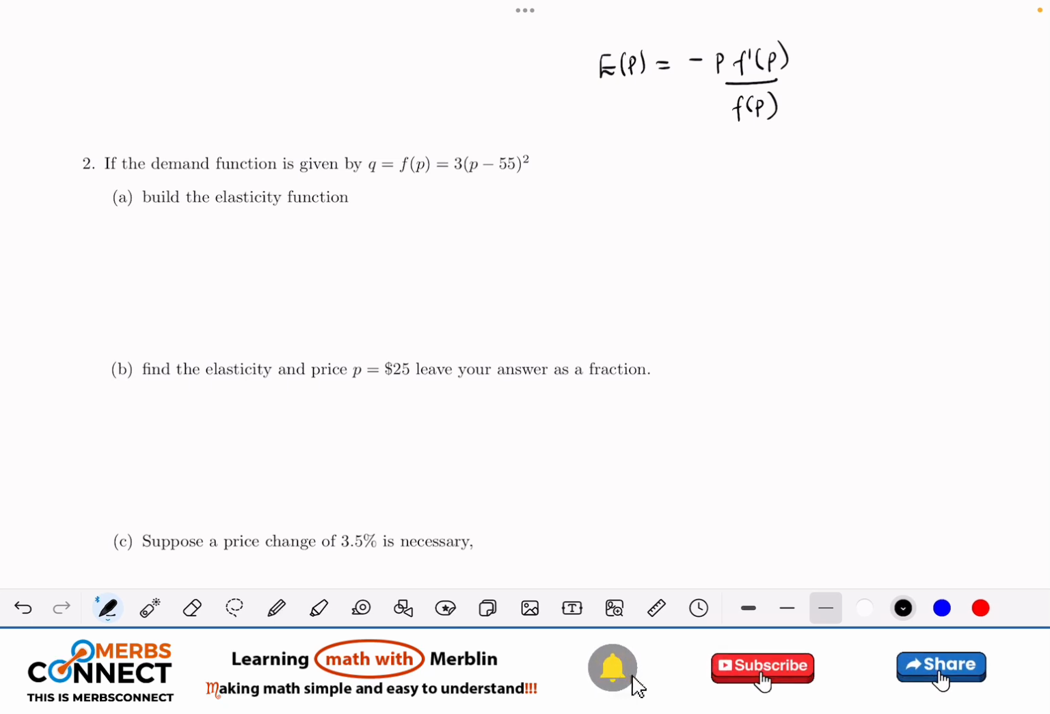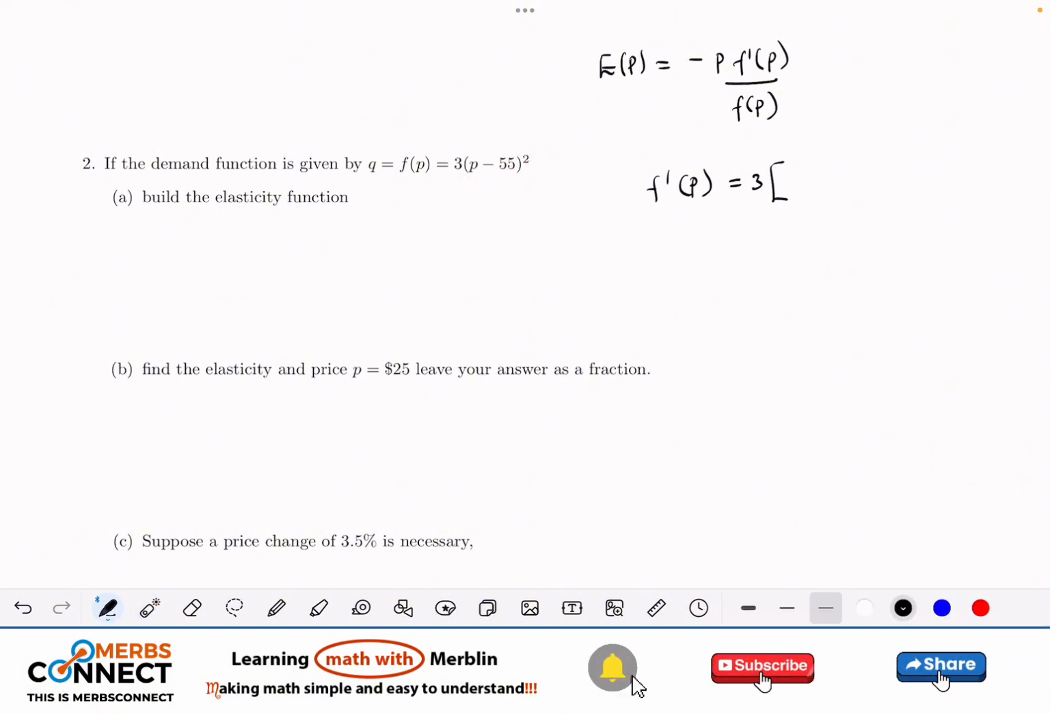So if this is the formula, then what is F prime of P? So this is what you are going to use. You are going to use a chain rule, right? So we are going to start with the power rule. I have 3, which is a constant multiplying, so I'll factor it out, which will leave us with P minus 55 squared.